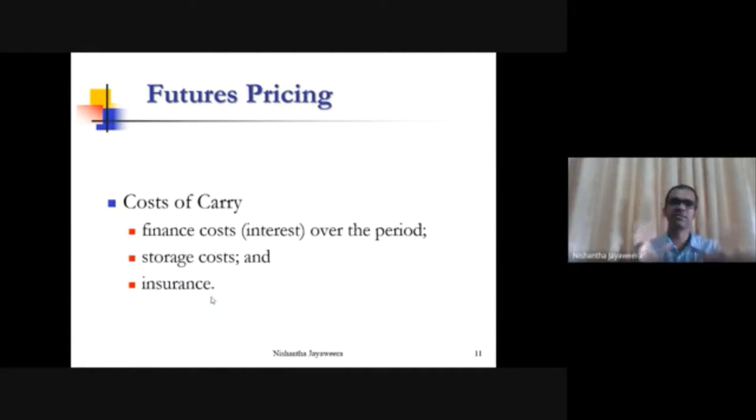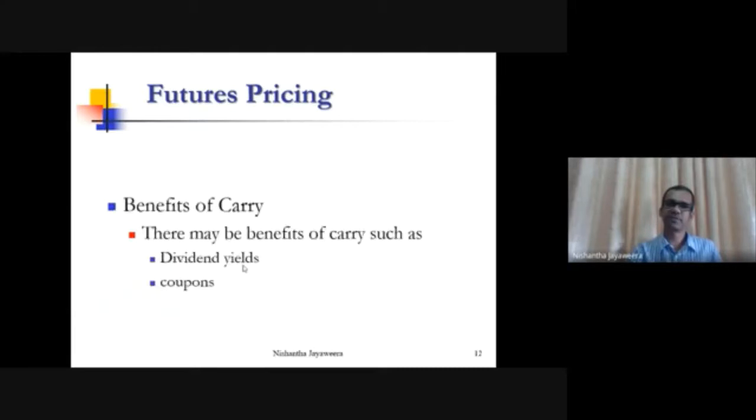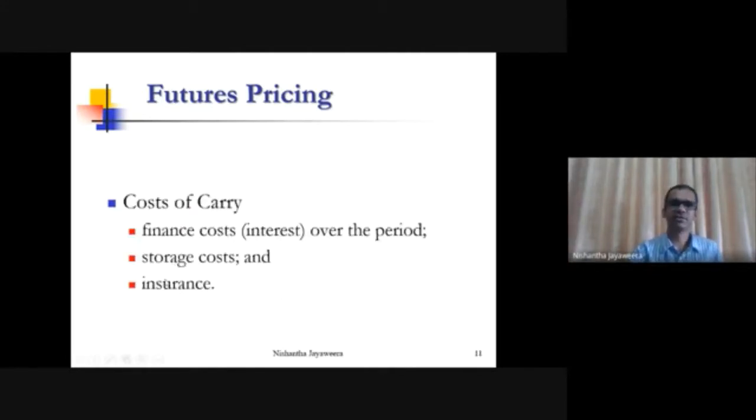But generally this is the model. If it is 0, you put 0. Then it doesn't matter. It works. Depending on the asset, the applicable components will be different. Is it clear? Okay. I'm just talking about the general model and giving examples. Dividend yields, coupons, storage and insurance are examples, but the financing cost will definitely be there.